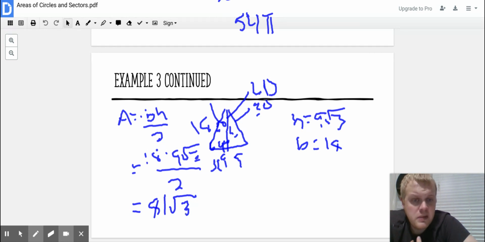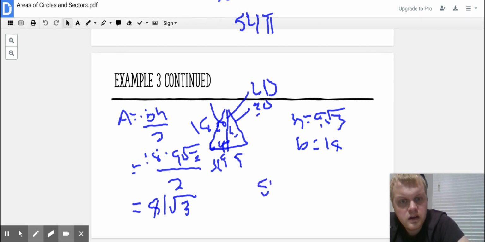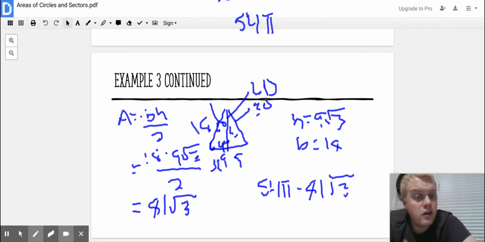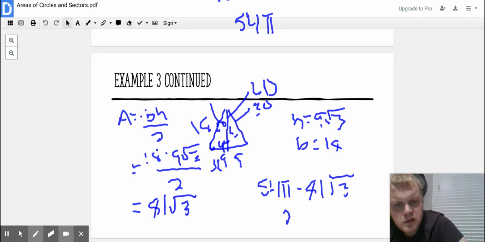My last step is to write it as we are subtracting those two parts. So the sector minus the triangle. So that's going to be 54 pi minus 81 radical 3. And all you have to do, guys, I'm not expecting you to know this, just literally type that into your calculator. 54 pi minus 81 radical 3. You're going to get a decimal, that's fine. Round to the nearest tenth because that's what our question told us to do. And when rounded to the nearest tenth, your answer should be 29.3.